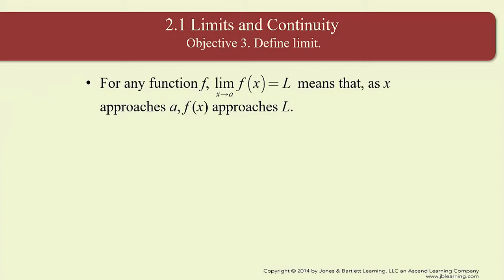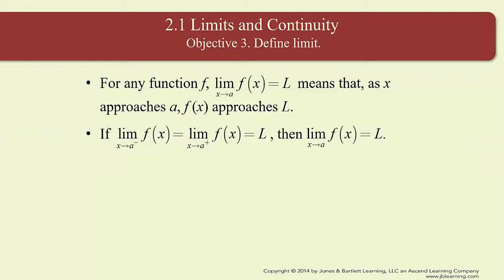So, for any function f, the limit as x approaches a of f of x equals L means that as x approaches a, f of x approaches L. In other words, when x is really, really close to a from both sides of a, the functional values are really, really close to L. Another way to look at it is: if the limit as x approaches a from the left side is L, and the limit as x approaches a from the right side is L, then the limit as x approaches a of f of x equals L.